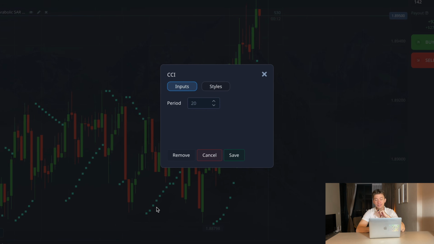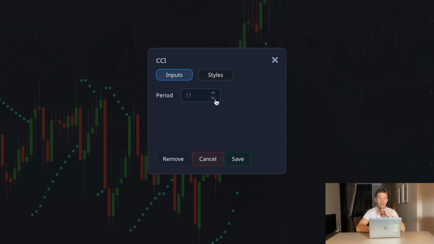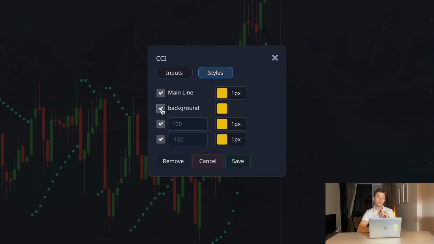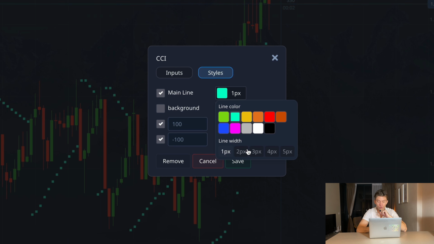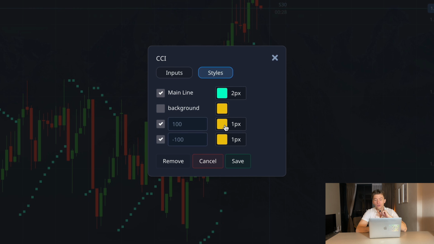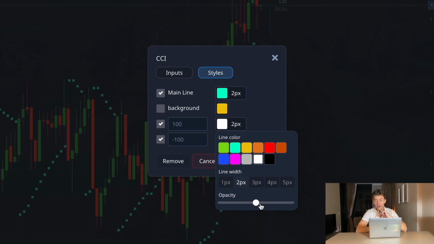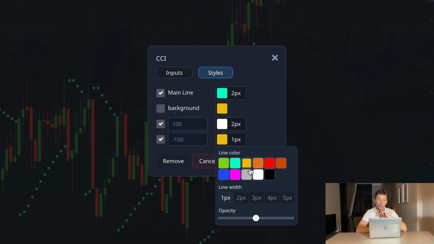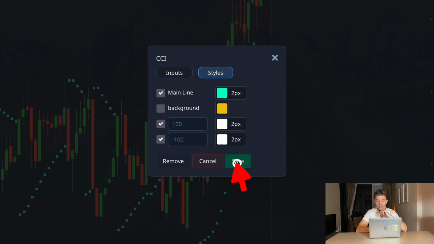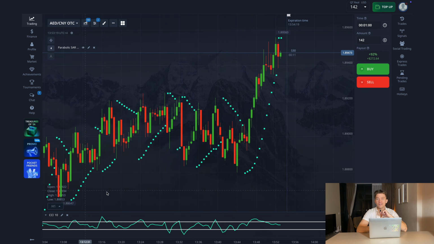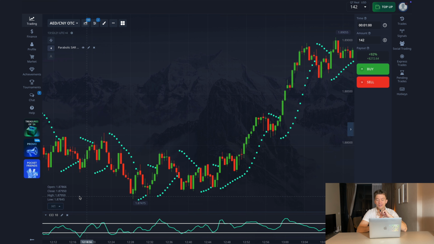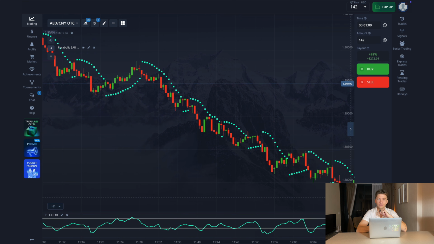Now let's set up the CCI, set the period to 10, then go to style, disable the background, set the main line to turquoise, width 2, set the plus 100 and minus 100 lines to white, width 2, and move the opacity slider to the right. Then click save. The indicators are ready to go, but if you're trading on your phone, just set everything up the same way.